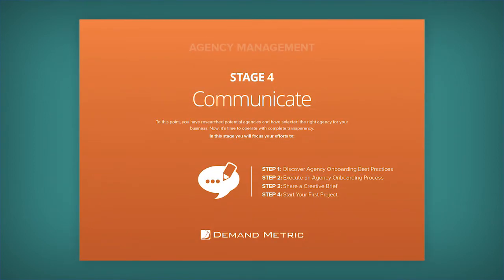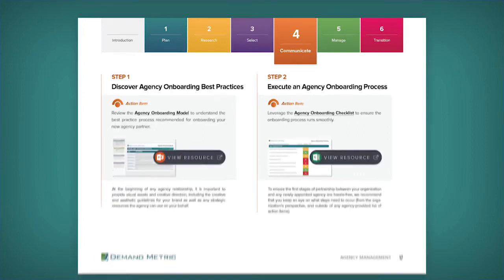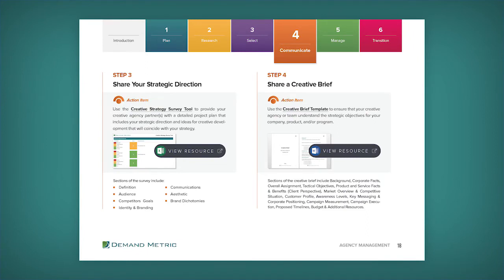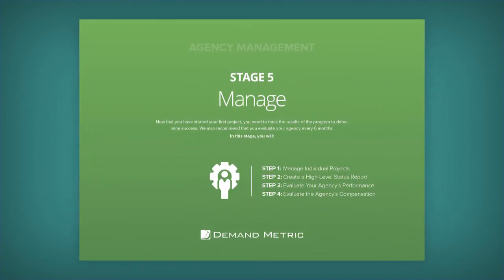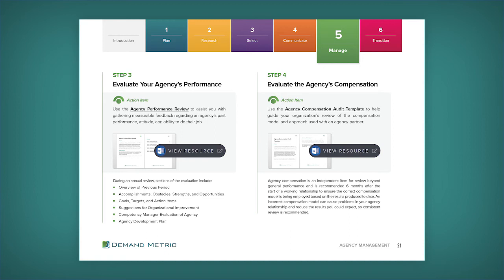In stage 4, you're going to communicate, and you're going to start by discovering agency onboarding best practices, executing an agency onboarding process, sharing your strategic direction, and creative brief. In stage 5, you're going to manage your agency partner. And here, your first step is to manage individual projects, create a high-level status report, evaluate your agency's performance, as well as their compensation.